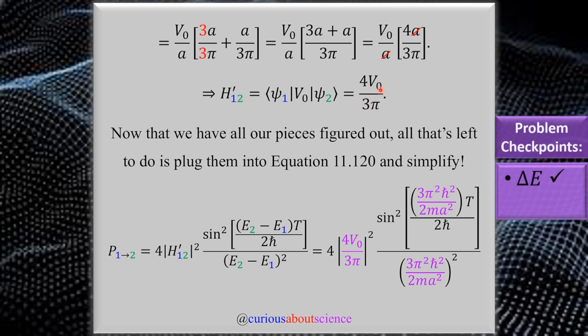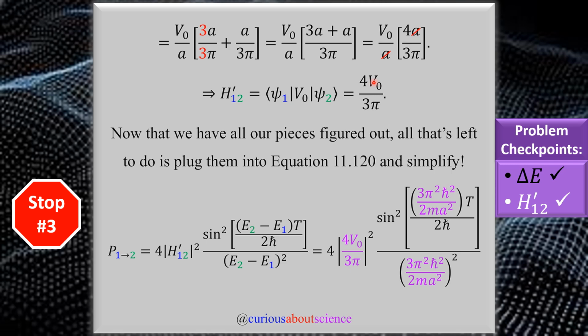So that takes care of one of our biggest pieces, getting rid of these two things and evaluating them. Now we're set up to go straight to step number 3 and figure out the probability of going from state 1 to state 2. Okay, so as stated, now that we have all our pieces figured out, we can plug them into our famous equation 11.120 and find out what the probability is. Matrix element here, difference of energies here, so plug it in as you see in purple, and now we just have to simplify.